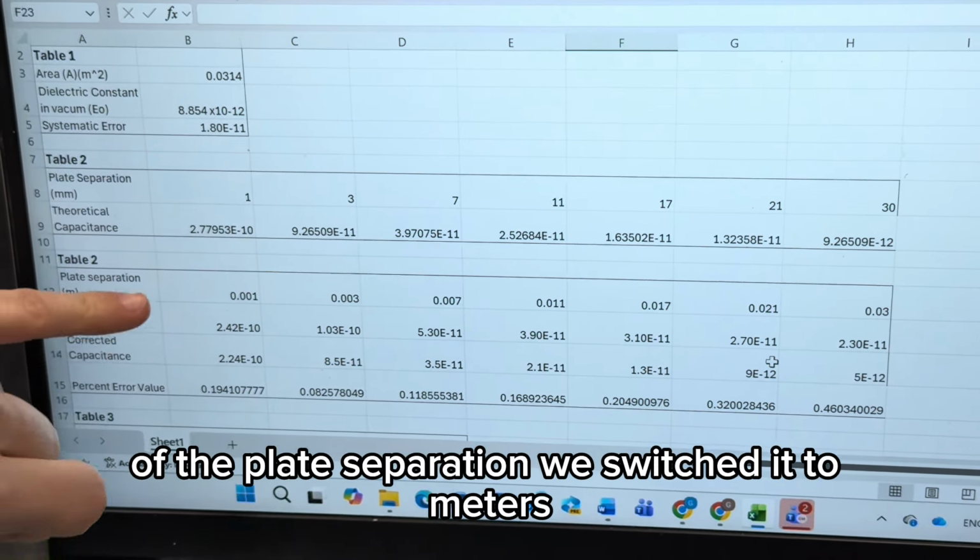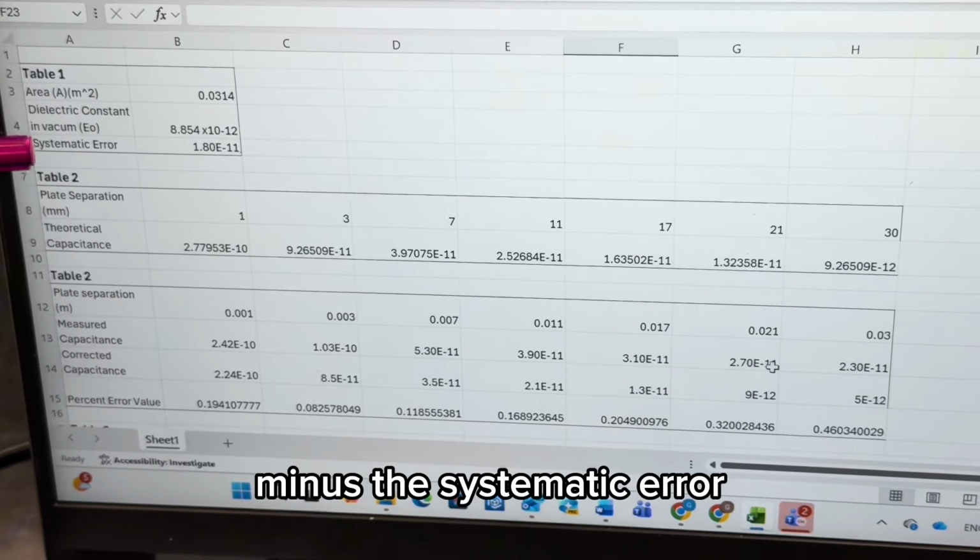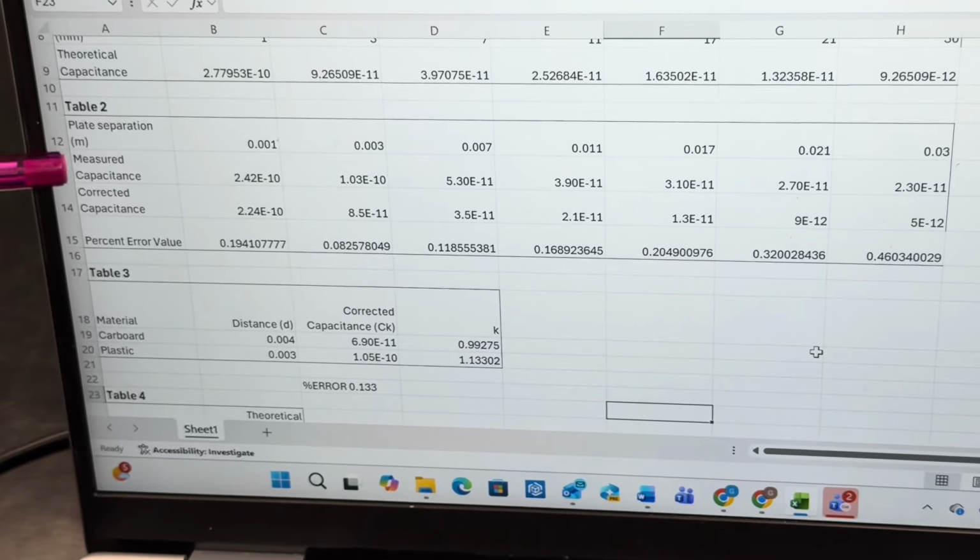These are the measured capacitance. This is what we got from when we measured the experiment. The corrected capacitance is this minus the systematic error. From this, we were able to get a percent error value. The percent error value is just the theoretical capacitance and the corrected capacitance.